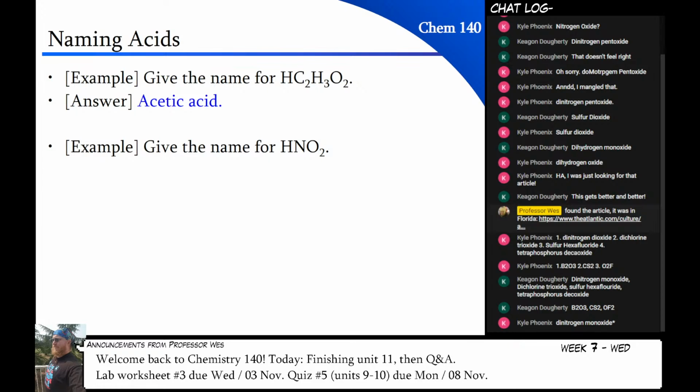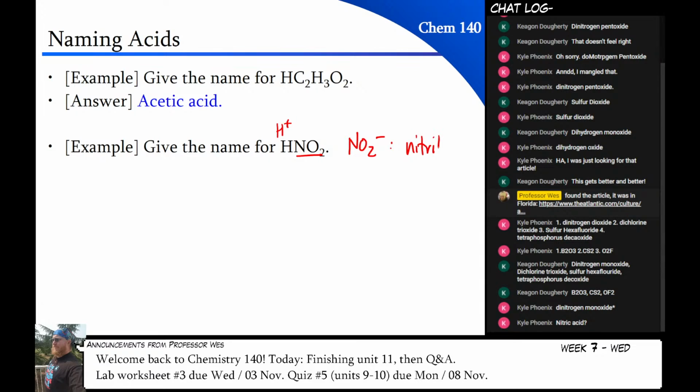All right, let's go over the answer here. So this ion NO2 with a minus charge, because this would be H+. This is nitrite. Ends in "ite". So HNO2 must be nitrous acid. So nitric acid would be HNO3. Nitrous acid would be HNO2.